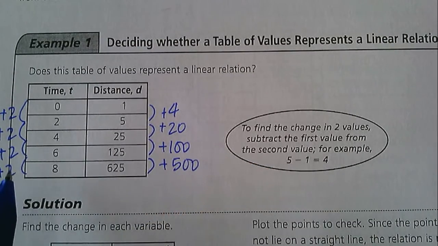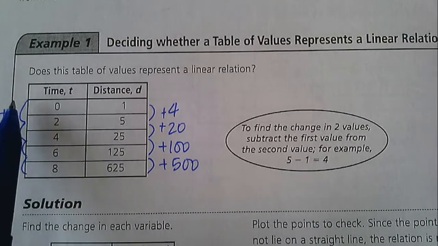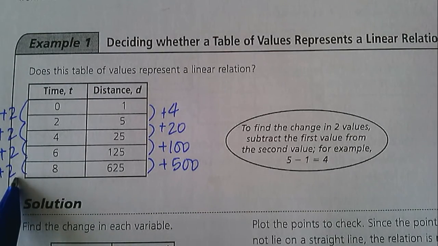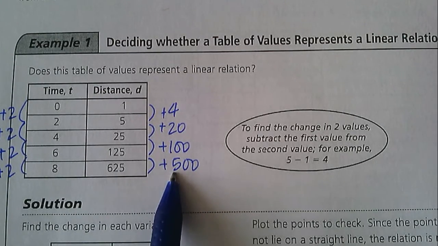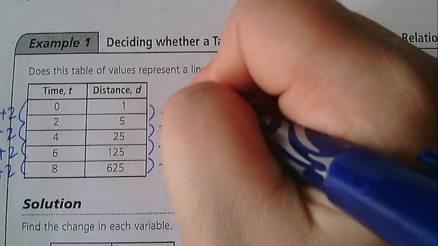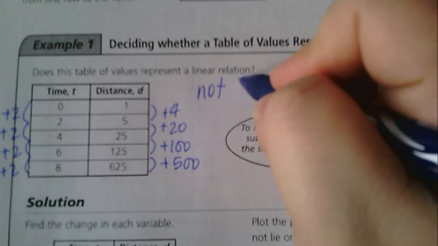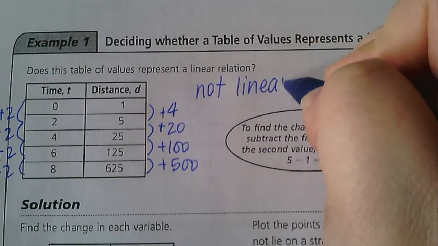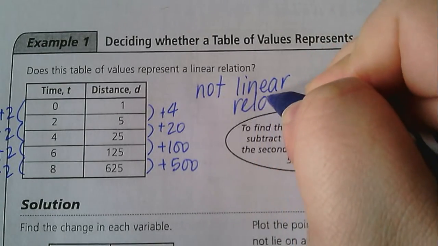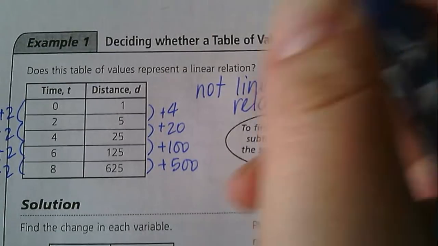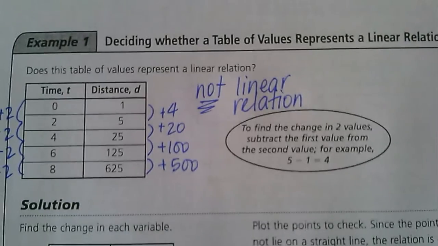If we look on the x side, you'll notice that those values are all going up by a constant amount. But on the y side, these values are not increasing by the same amount. So that means that this one is not a linear relation. Okay, so this one is not a linear relation.